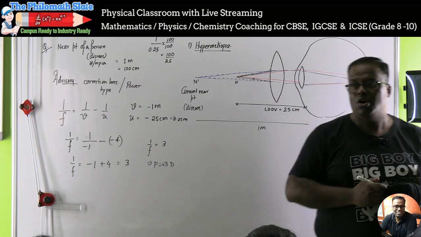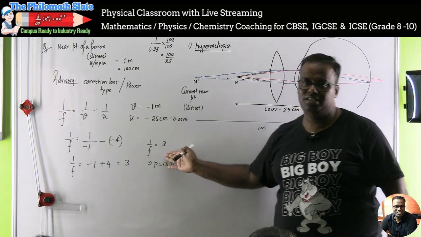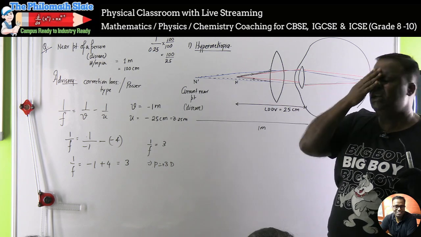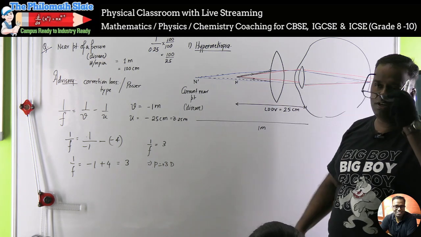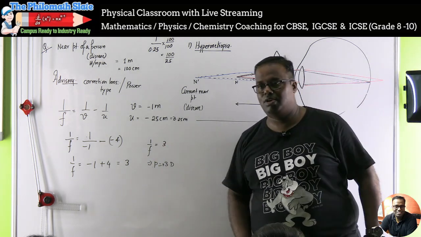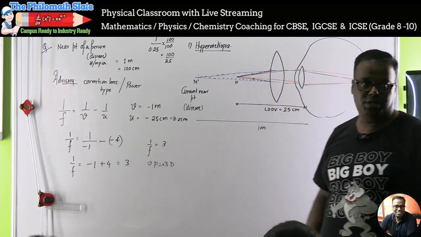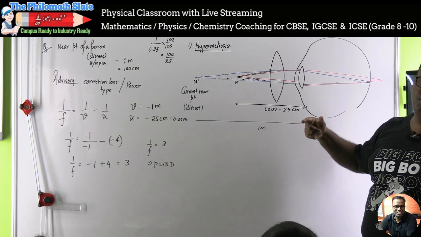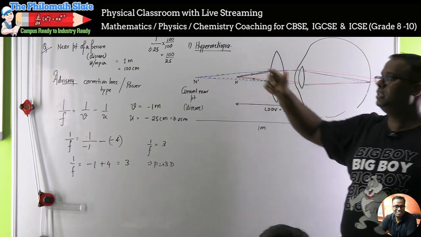Calculation is correct. And why change 1 by f? We don't need f, they have asked us the power. If they tell you find the focal length and thereby find power, then you should also find the value of f. But we can calculate this from here. Clear?